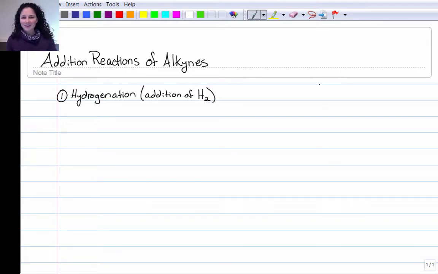We've already seen this with alkenes, and we learned before that if you take an alkene and add hydrogen in the presence of a metal catalyst, you add hydrogen across the double bond, and so you turn an alkene into an alkane. And we also learned that this happened in a syn fashion, which means that both of the hydrogens add to the same face of the double bond.